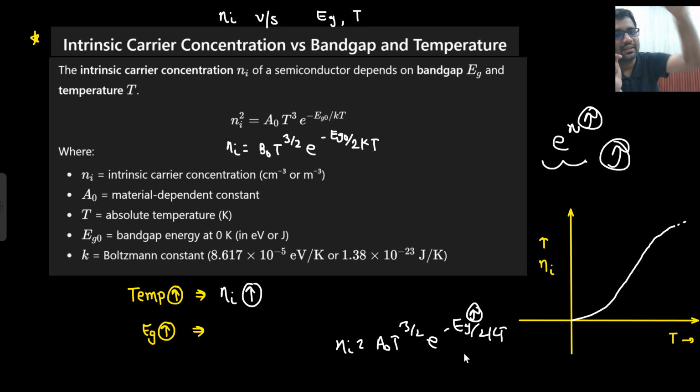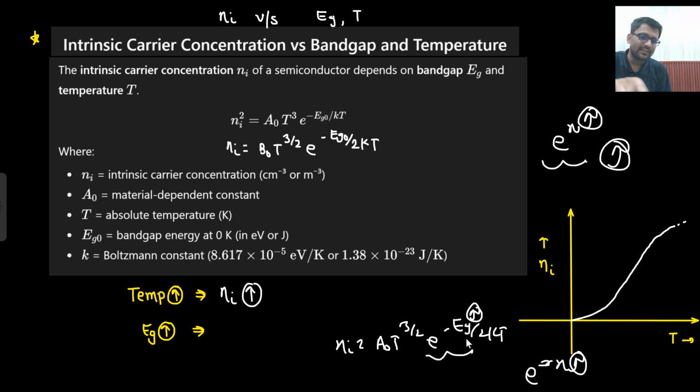So if the Eg value increases, then what will happen to e to the power minus x? If Eg is increasing, that means this x is increasing. So if x increases, then e to the power minus x decreases. That means e to the power minus this whole value will decrease. That means if Eg increases, then Ni will decrease. And it is pretty obvious as well.